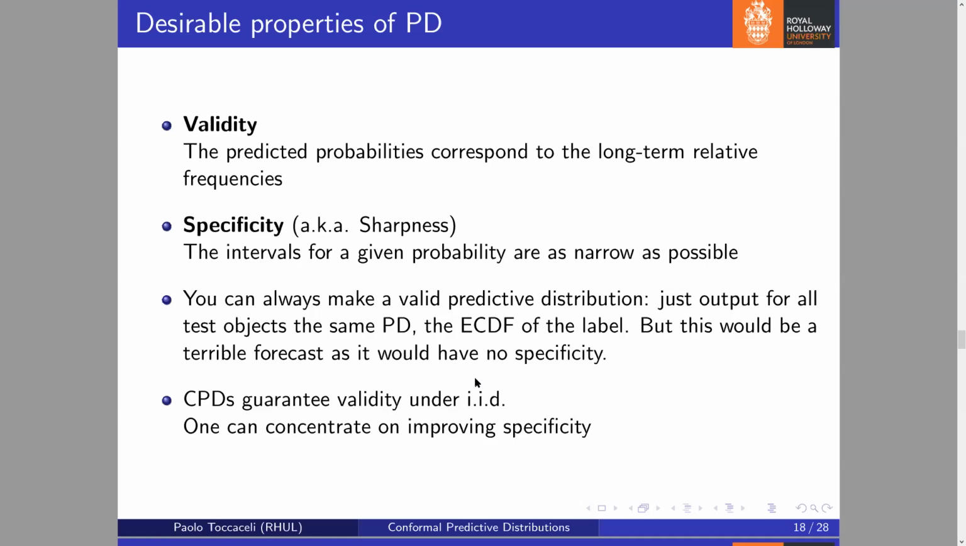Then the other desirable property is specificity or also sharpness. The intervals for the given probability are as narrow as possible. And the two properties go hand in hand. You can always make a valid predictive distribution. You just output for all the test objects the same predictive distribution, the ECDF of the label on a training set. However, you immediately realize that this is almost a useless forecast. It is as if you went to a meteorologist to ask him if tomorrow it will rain, and he would take the climatological average to answer your question.